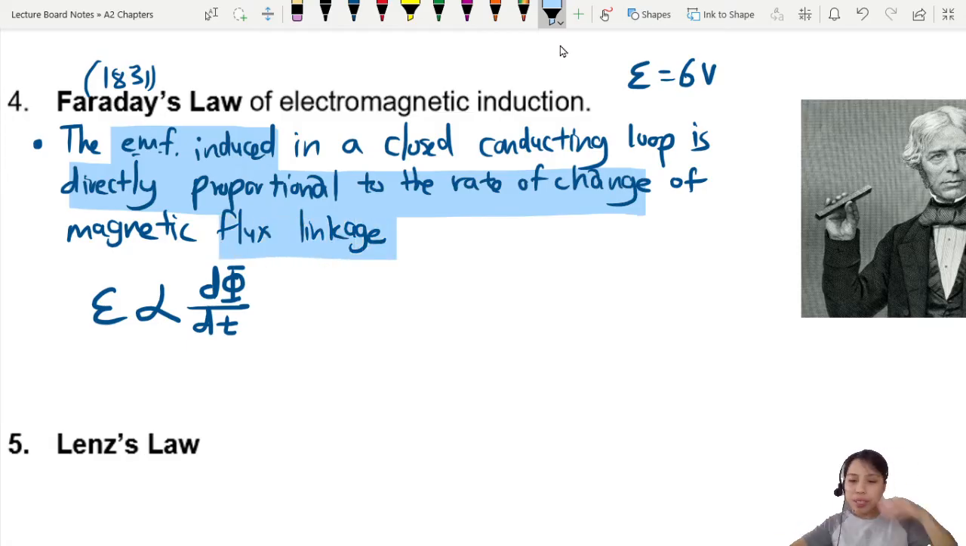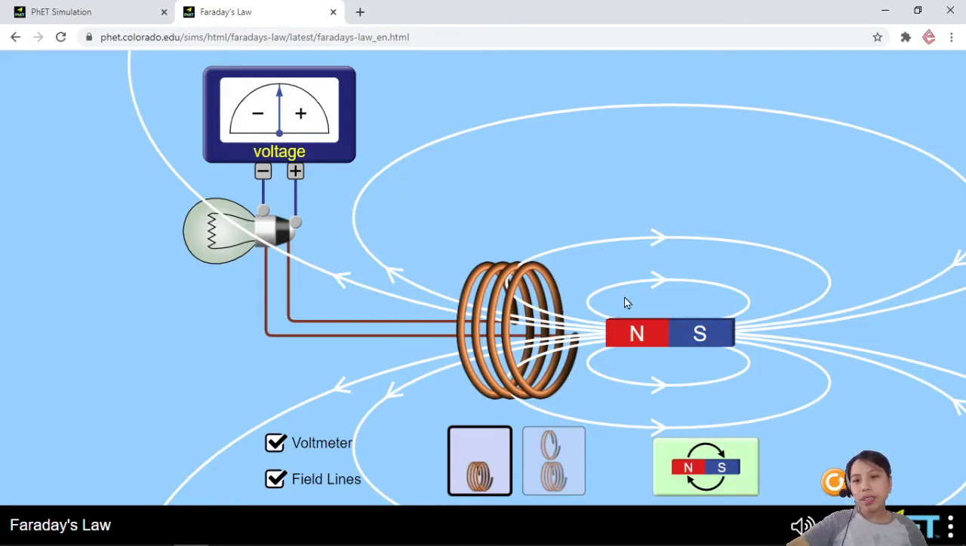Okay, so what is flux again? Let's revise a little bit. You remember all these magnetic field lines we draw? These are really called flux lines.